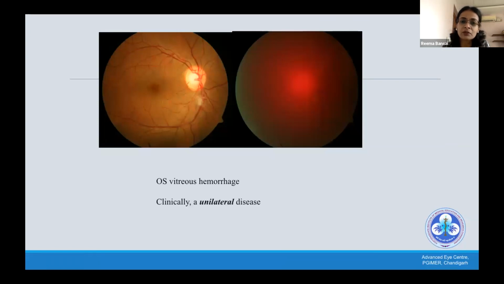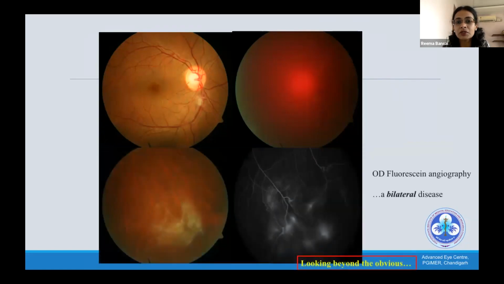Now here we have a patient clinically presenting with vitreous hemorrhage in the left eye. So obviously it's a unilateral disease when you see clinically, but when you do a fluorescein, it tells you that it's not a unilateral disease, but a bilateral disease where you have fibrovascular proliferation occurring in the fellow right eye in the inferior periphery. So we need to take that also into consideration and treat the fellow eye also.